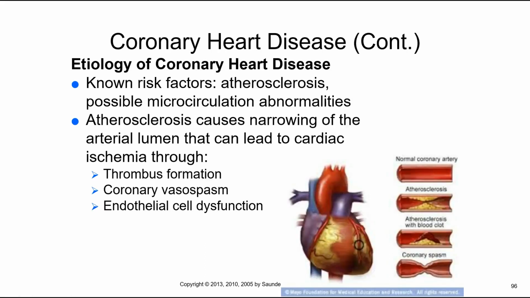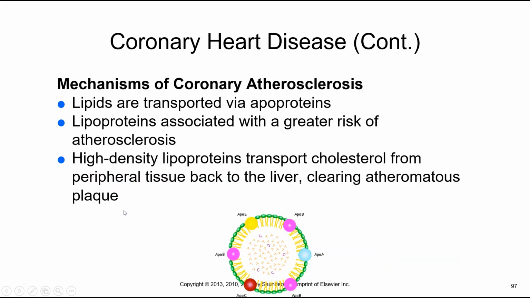We do worry quite a bit about coronary heart disease. We talked briefly about atherosclerotic plaque last week, but we'll talk about it more today. Atherosclerosis is a very big risk factor for coronary artery disease. And that means that a plaque is narrowing the arterial lumen. We do worry about coronary vasospasm and in addition to thrombus formation and endothelial cell dysfunction.